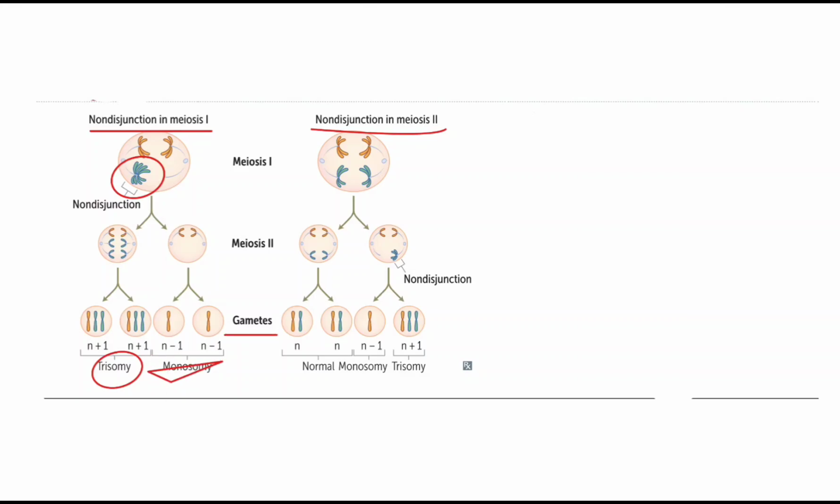The gametes are formed in meiosis 2. In meiosis 2 nondisjunction, the sister chromatids both go to the same side. So normal is n, n minus 1 is monosomy, and n plus 1 is trisomy. So these are nondisjunction of chromosomes at the cellular level during meiosis 1 and meiosis 2, during cell division.